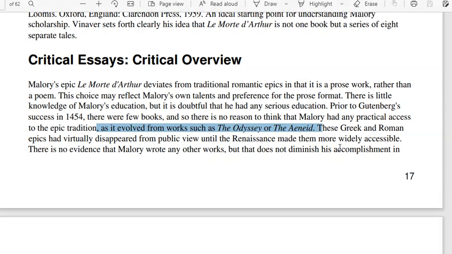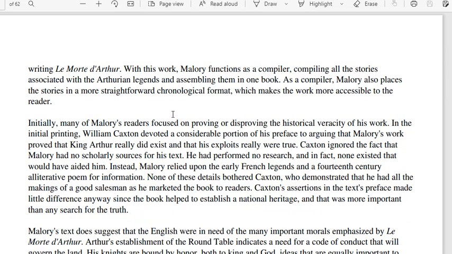There is no evidence that Malory wrote any other works, but that does not diminish his accomplishment in writing Le Morte d'Arthur. With this work, Malory functions as a compiler, compiling all the stories associated with the Arthurian legends and assembling them in one book. As a compiler, Malory also places the stories in a more straightforward chronological format, which makes the work more accessible to the readers.